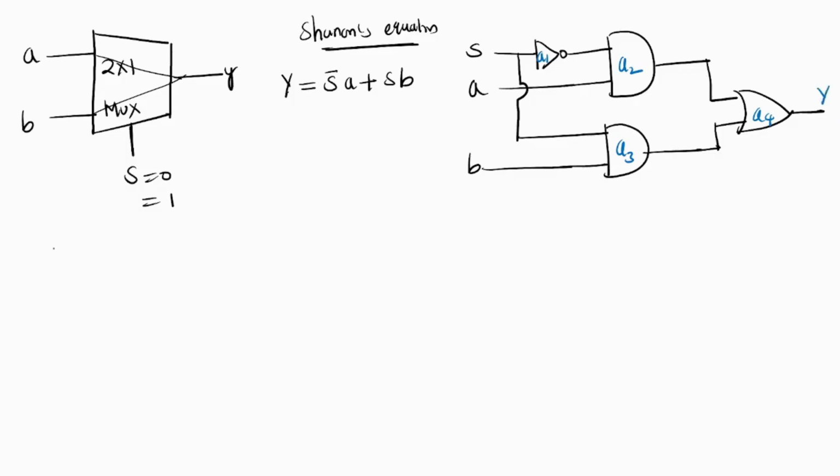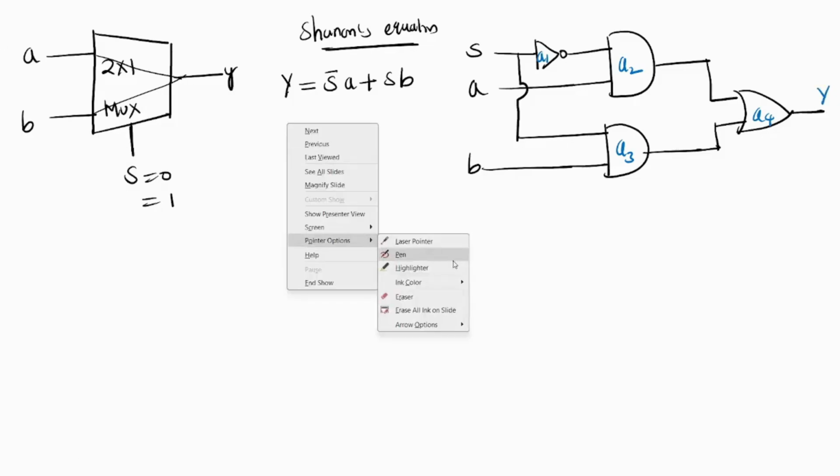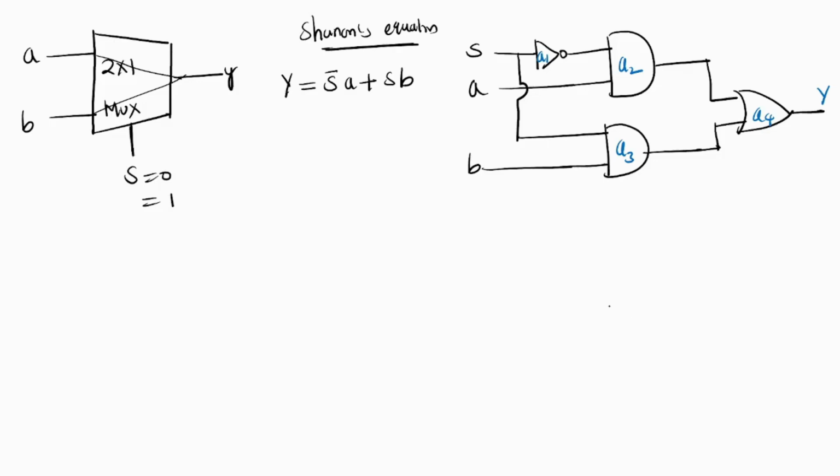How to write the code? First you need to write the module. The identifier should not start with a number, so I can use underscore also; the compiler will take 2 underscore 1 mux. I need to declare the inputs: input A, B, S, and output Y.